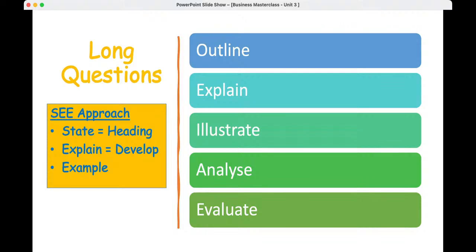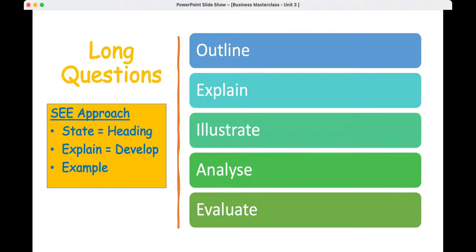But it must be a balance. You must show both sides. So you tell me what you think, and then put in the word however, because that will counterbalance it and show a balanced argument. And that's my little tip for answering these questions. If you use this approach, you give a heading, you explain and develop your answer, and then give an example, you will score really, really well in the Leaving Certificate business exam.